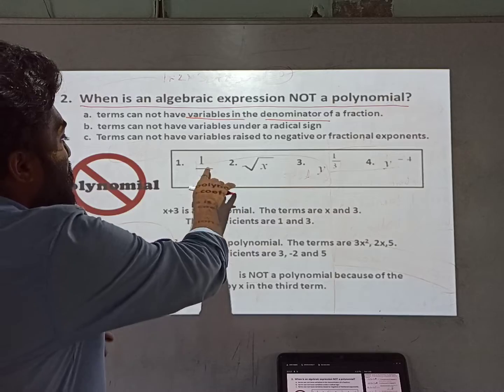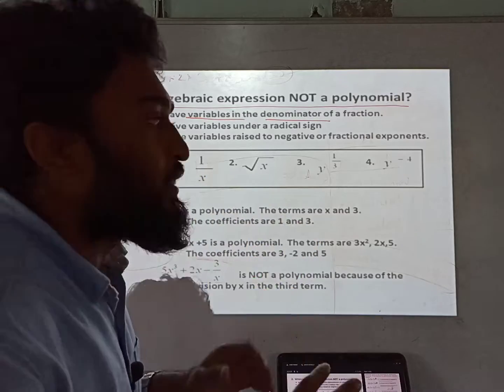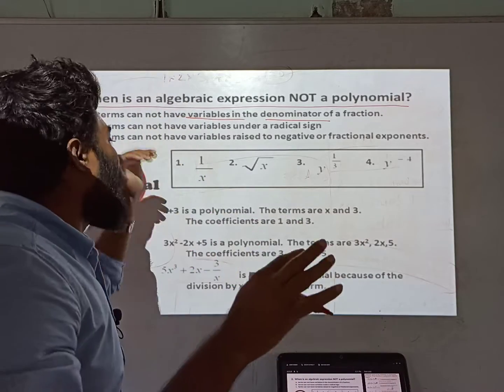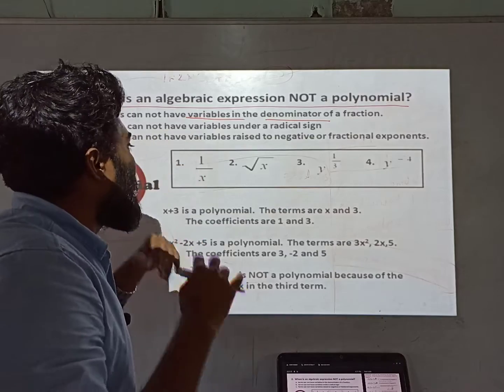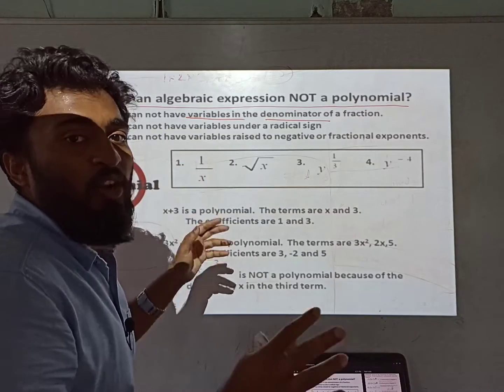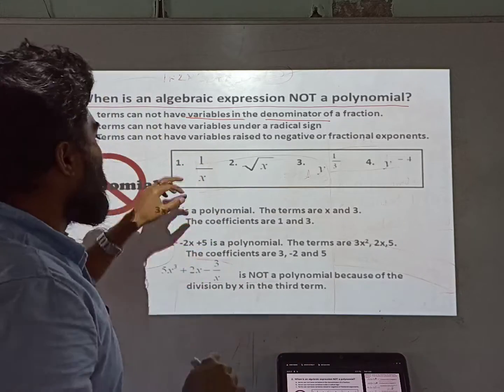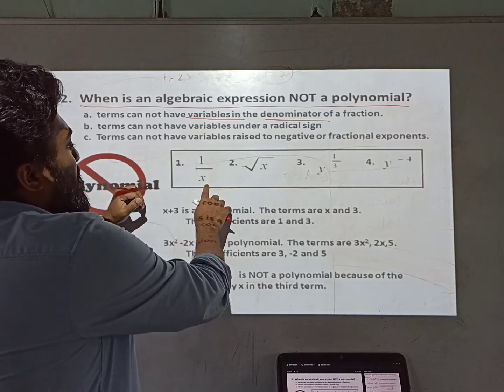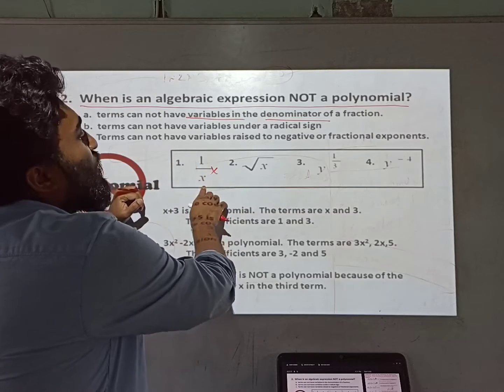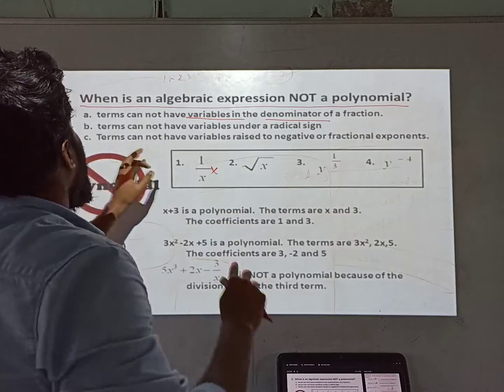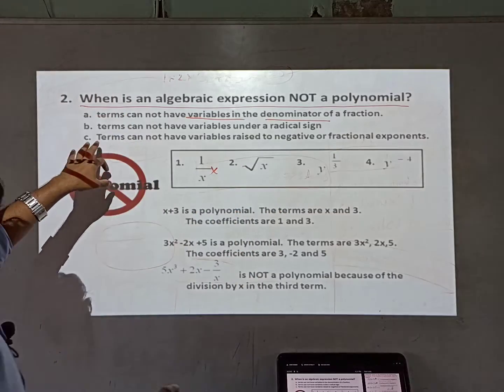So in any polynomial, we cannot write a variable in the denominator. Here see, 1 by x, x is in the denominator, it is a variable, so that is why this is not a polynomial.